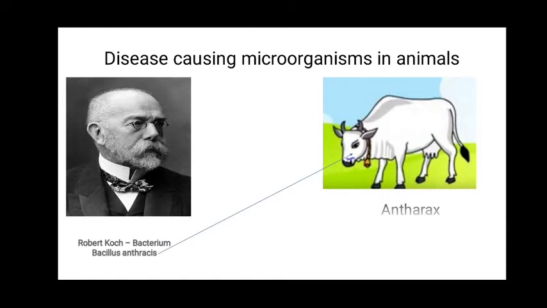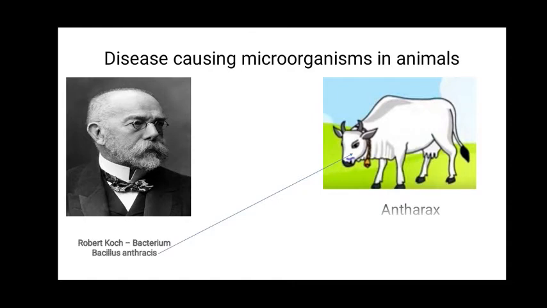For example, it is anthrax. The deadliest disease caused in animals is anthrax. It is caused by a bacterium called Bacillus anthracis, and this discovery of anthrax in animals was done by a scientist called Robert Koch in the year 1876.